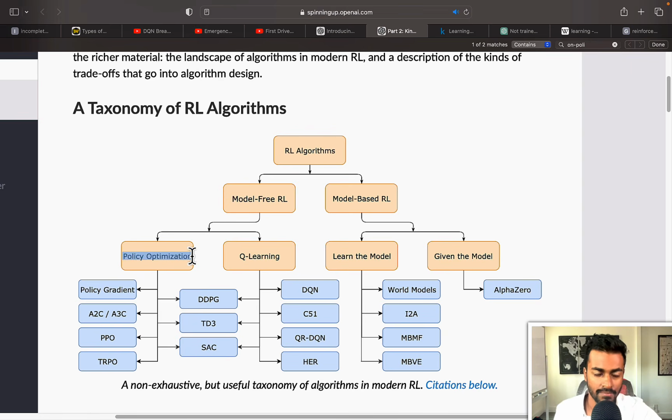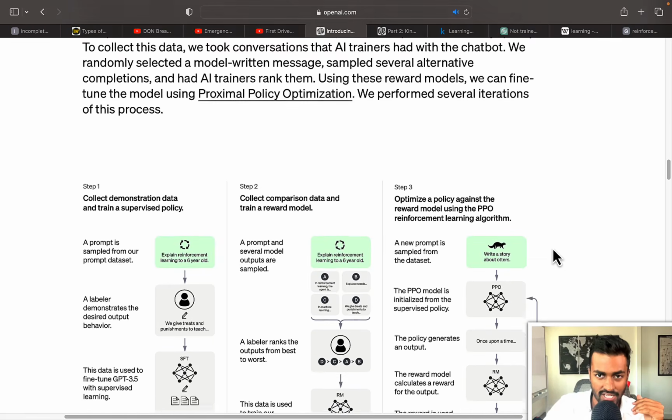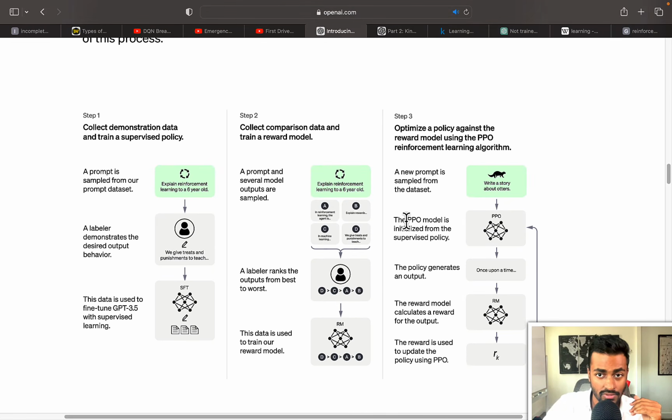safely. Policy optimization and Q-learning strategies are by far some of the most important model-free reinforcement learning strategies. In fact, if we look back at ChatGPT's model card, they do use proximal policy optimization in order to ensure that the responses that come from ChatGPT are non-toxic and are safe.